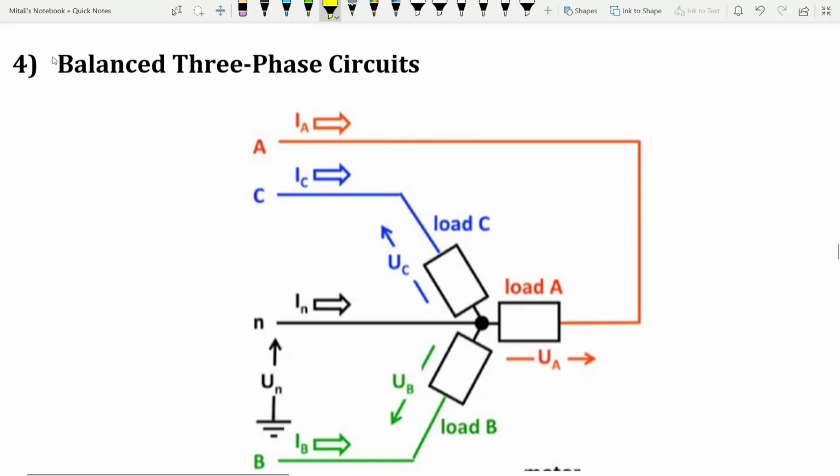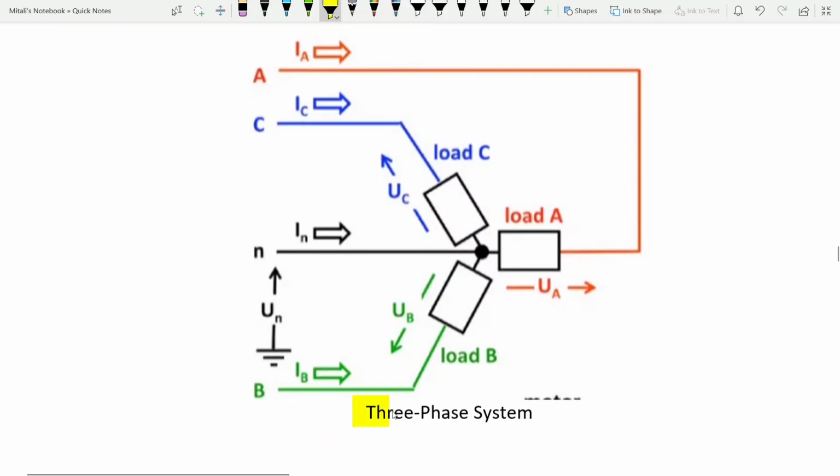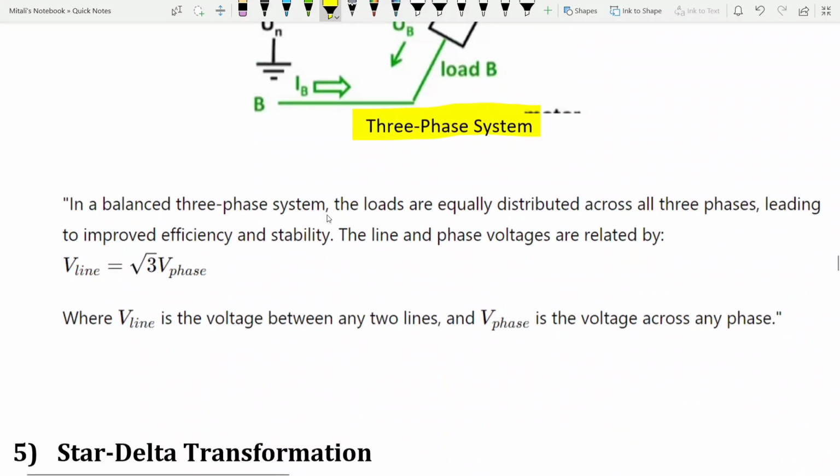Next, let's discuss balanced three-phase circuits. These are used extensively in power systems for efficient power distribution. We can see the diagram of a three-phase system. In a balanced three-phase system, the loads are equally distributed across all three phases, resulting in better efficiency and stability.